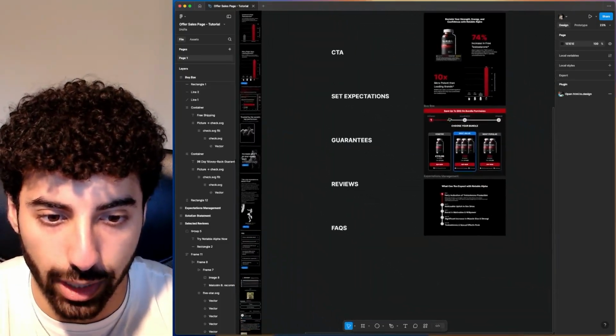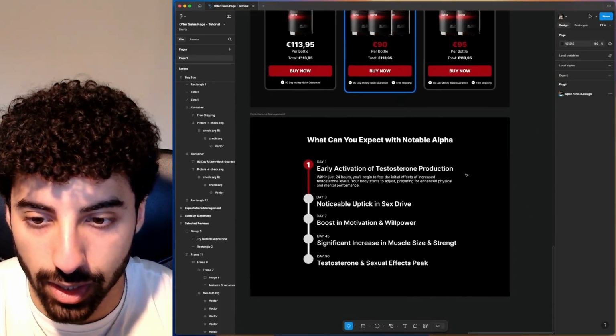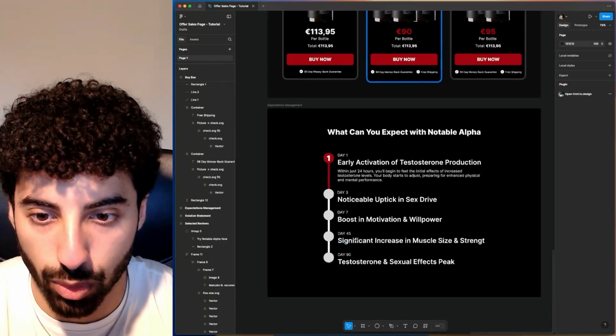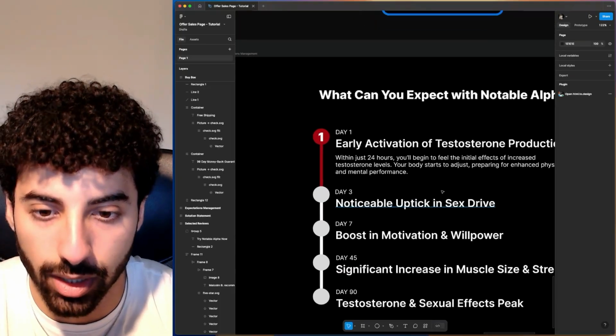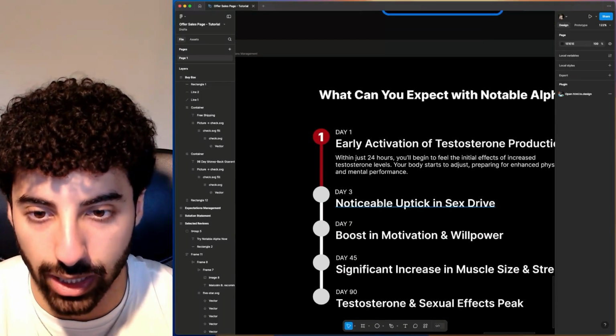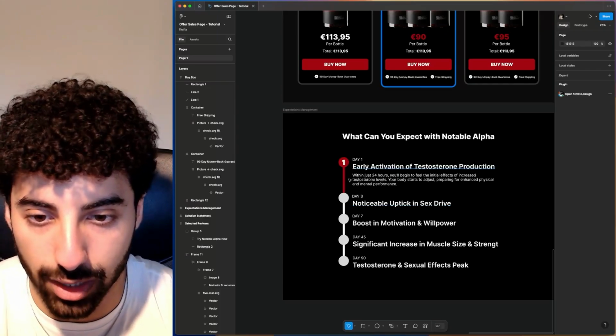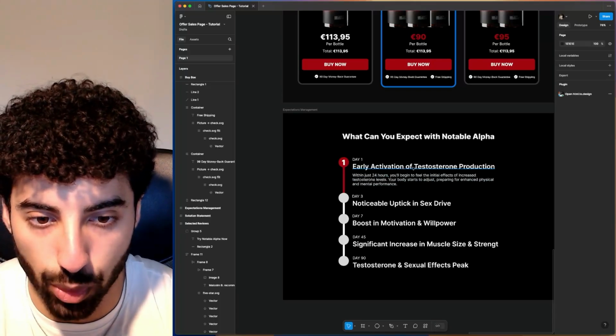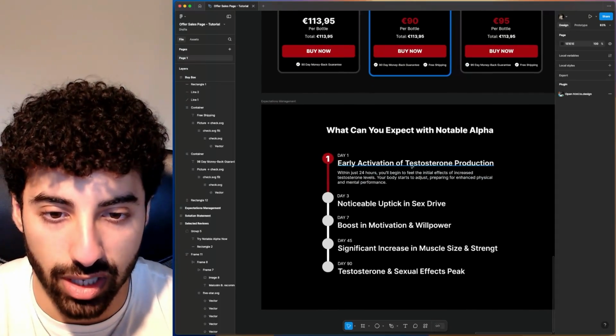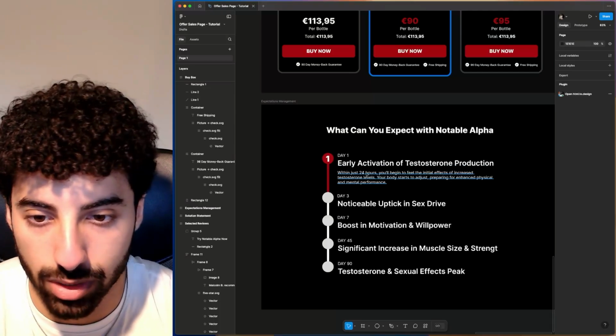I went with a kind of interactive progress bar, so you start from number 1 here, and all of the other ones are minimized, so you can see what's written under there, but you can click on them and it's kind of interactive. On click, you get the text under there. So day 1 is the one that's already available, and we can read here, which is early activation of testosterone production, and we mention what's happening there.